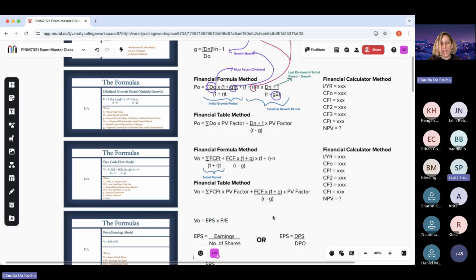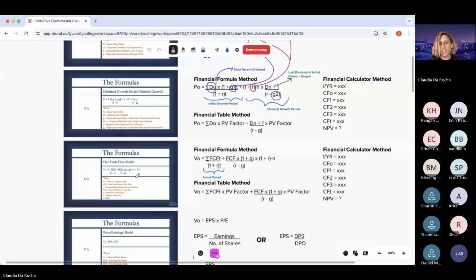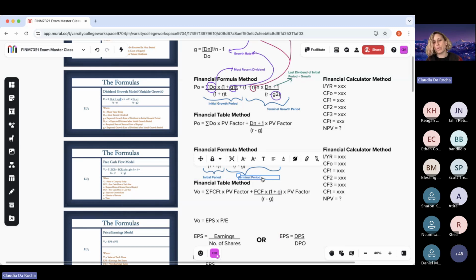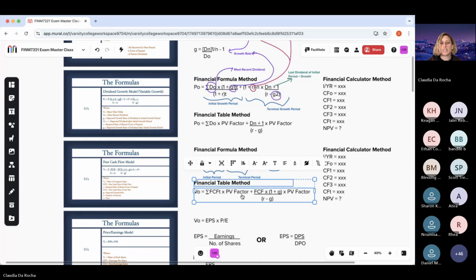All right. Then we have the terminal. This is the terminal one. So like what we did here, terminal period. You'll see that when we're dealing with cash flows, especially in 5, 6, and 7, it's all about what is your initial investment, what was your initial period, what was your terminal period. We talk about that a lot.